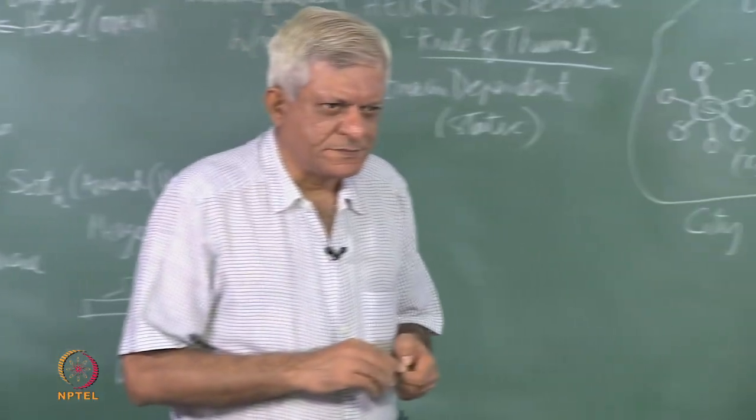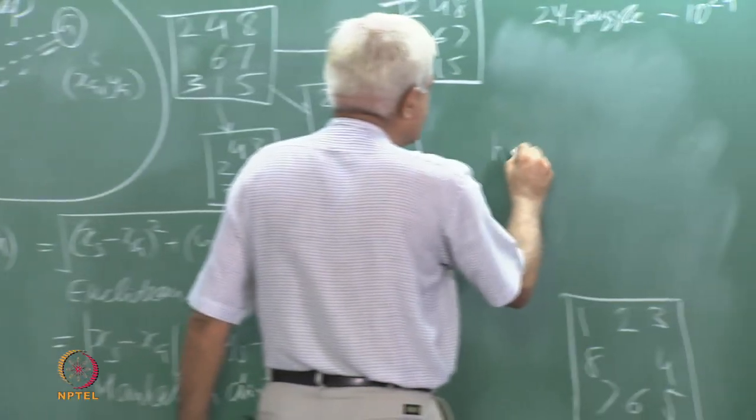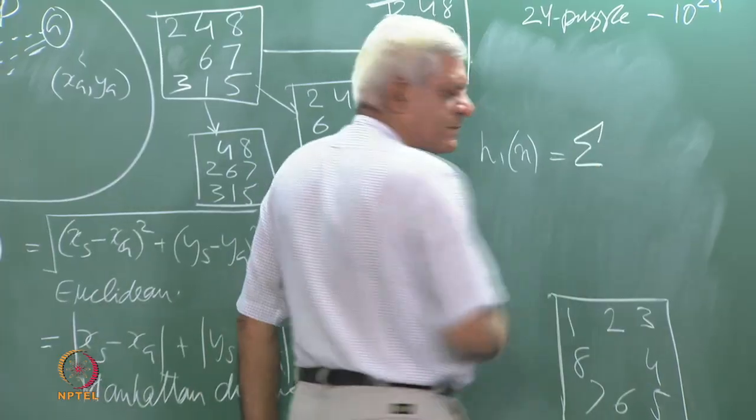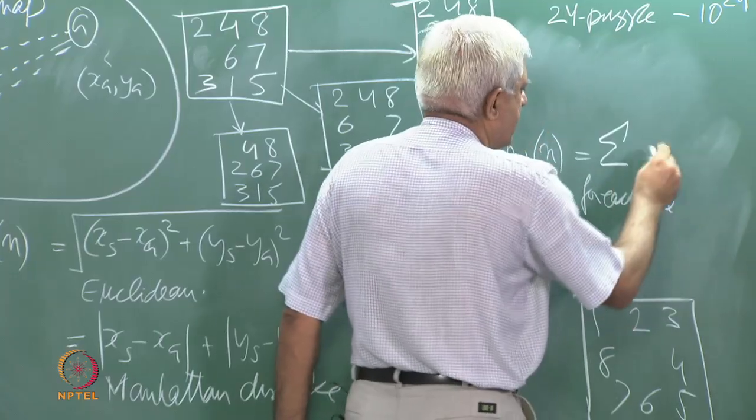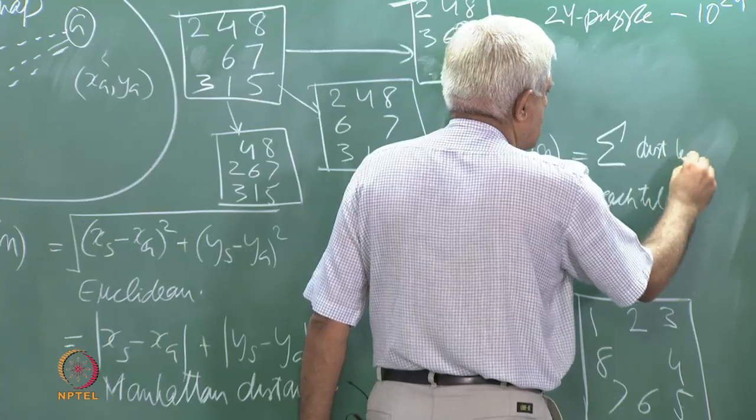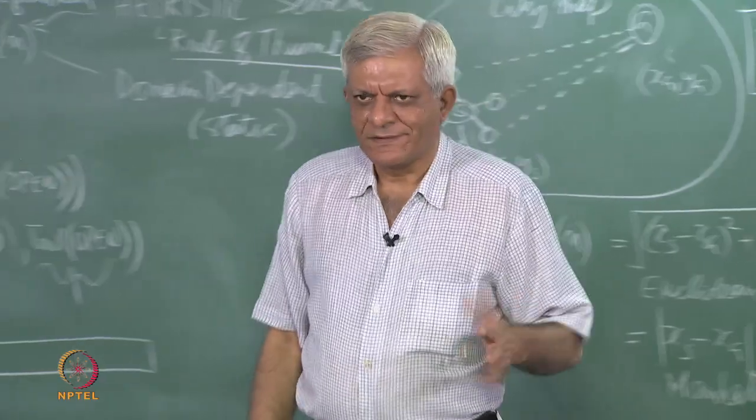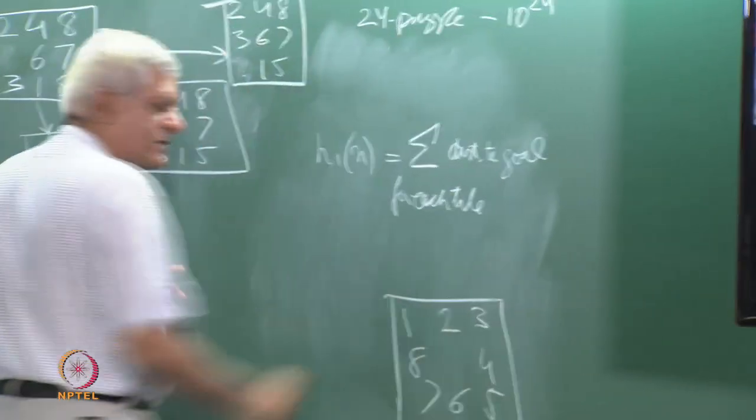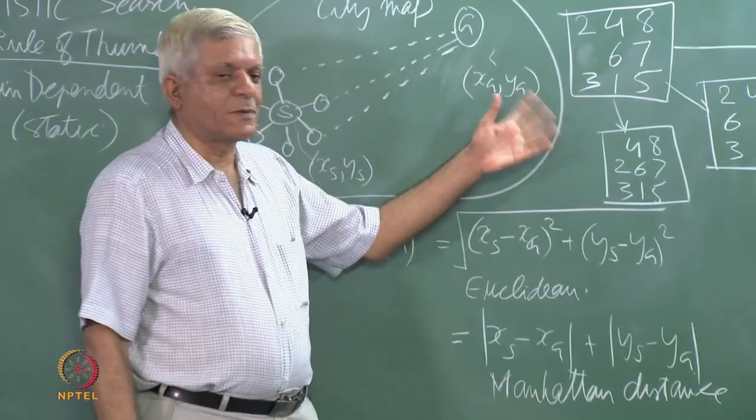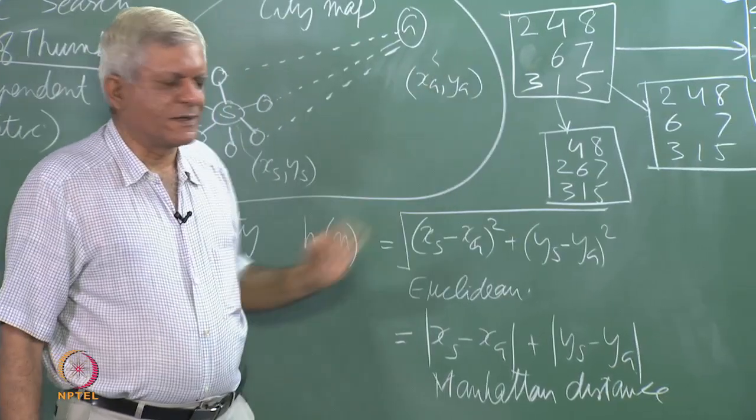The number of tiles in between, the distance from the tile. Distance from its goal position. Okay. So, one function is, let us call it h1 of n, equal to the sum of the distance to goal for each tile. When I say distance to goal, I mean the distance to the goal position. And what do we mean by distance here? Let us assume that we mean the Manhattan distance, because this is a problem where it makes sense to use Manhattan distance, since you can only move horizontally or vertically.